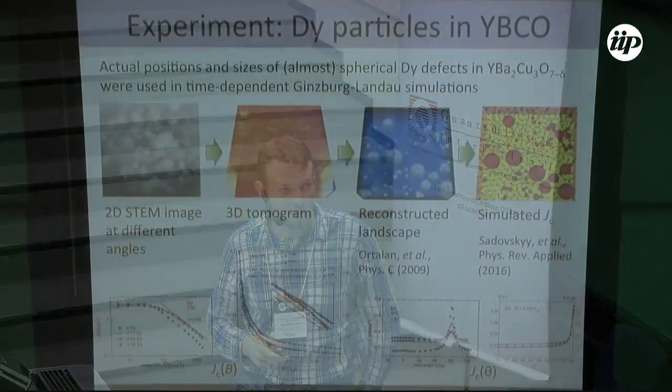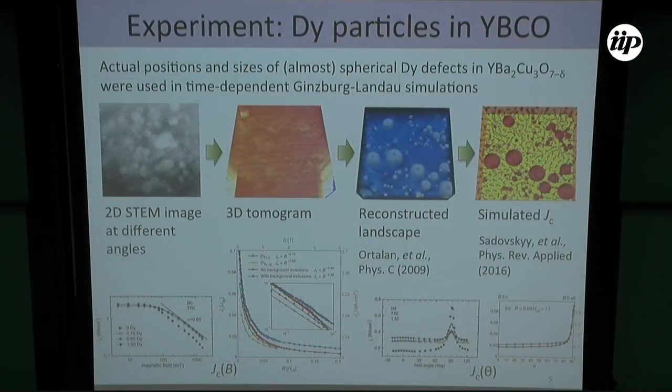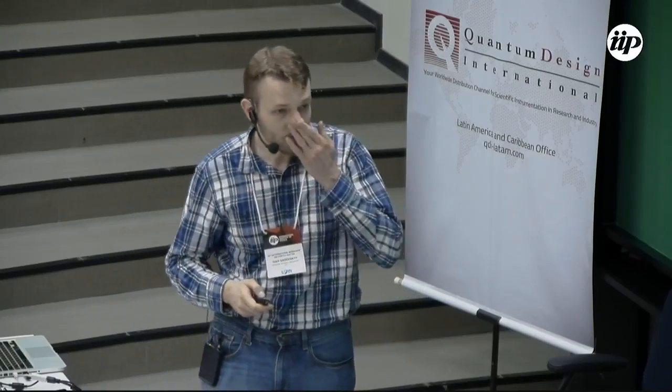So they have a table with all the positions and diameters of the particles, which allows us to plug these particles into our solver as is. So we basically simulate the existing sample and compare the results. In both the field dependence of the critical current and the angular dependence, as a function of the angle of the applied field, it shows rather good agreement.